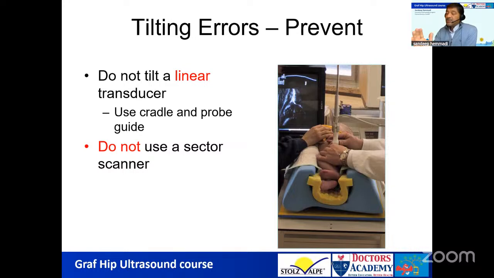caudocranial. I just want to make one point here: you have to place the baby in a lateral position in the cradle. The probe guide and cradle are not 100% foolproof. You still have to look with your eyes and make sure the baby is in the right position. And finally, all hip ultrasounds are done by a linear transducer. If you use a sector scanner, you will automatically introduce tilting errors right from the start. So that's not recommended. So anyone doing hip ultrasound, to get reproducible results and use the Graf method, you have to use a linear transducer and not a sector scanner.